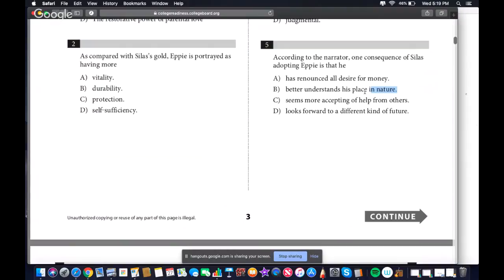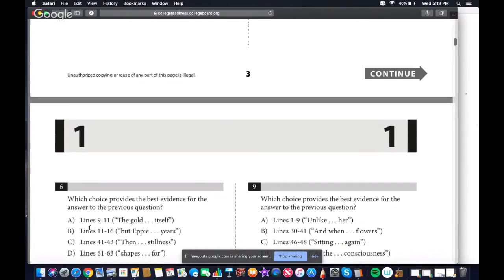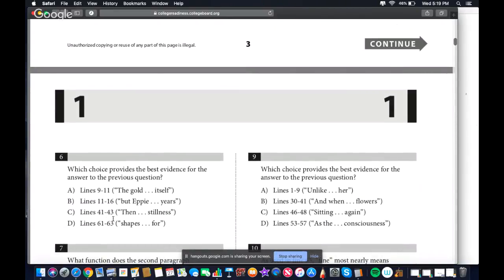So to be clear, the way you should do evidence questions is you should always spend some time. You should never pick an answer to 5 before you've found the lines for 4 that work. Or I'm sorry, the lines for 6 that work.